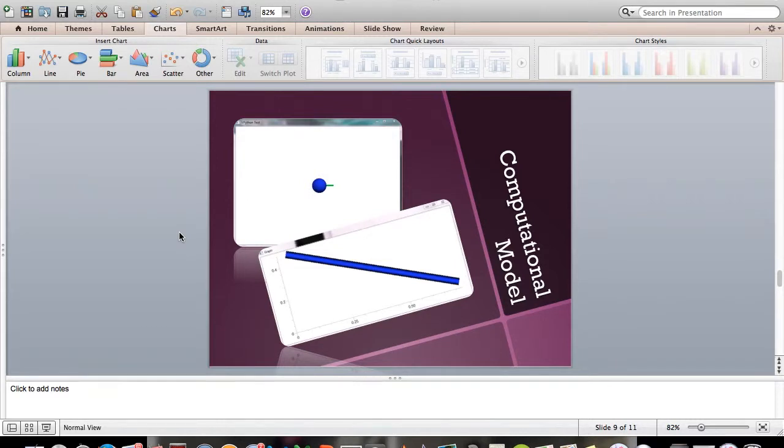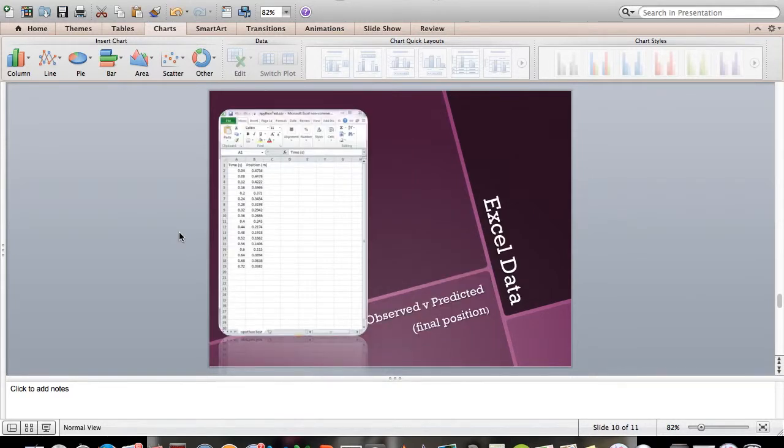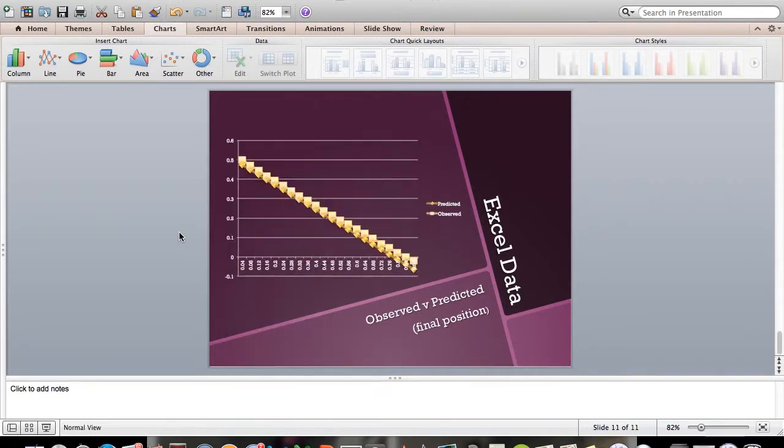For our computational model, we used Python. Using a template and editing information to pertain to the specific data, a computational model was created to predict calculated values. This data was then exported into an Excel spreadsheet where we can see our observed versus our predicted final positions. Then, these were added to a graph to better display the predicted versus the observed final positions.